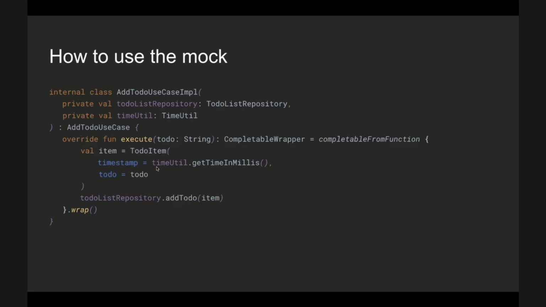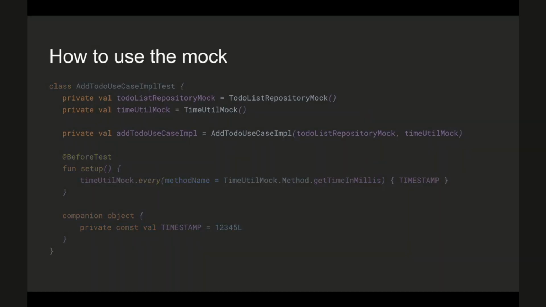You can see here that we are calling timeUtil.getTimeInMillis, which is simply returning a long of the timestamp. So this function needs to be mocked because it expects a long, so it's not relaxed. So let's check the test. You can see at the beginning we are initializing our mocks, and when we instantiate the subject class, you will see that we are passing the mocks as the dependencies.